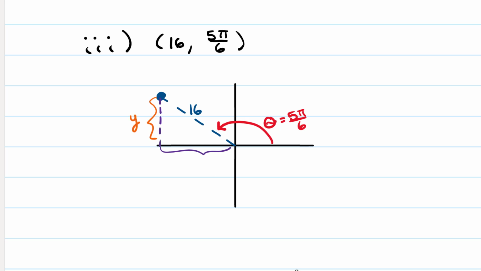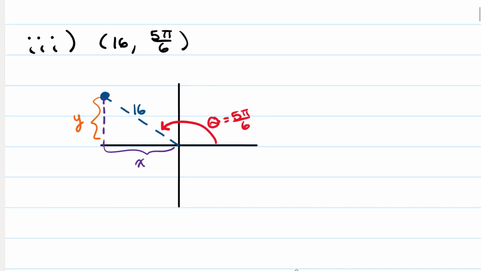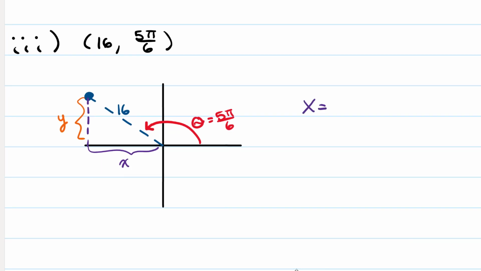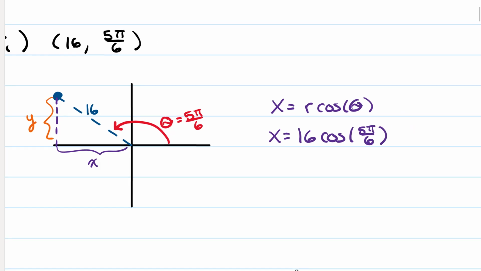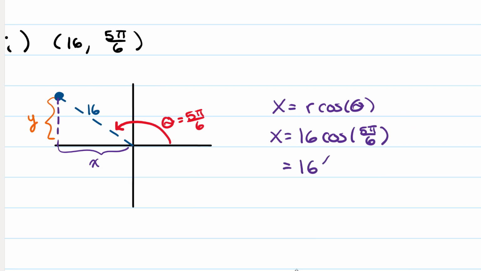This is my y and this is my x, because in order to find rectangular coordinates I need it in x and y. So just remember, all this is a triangle. To find the x coordinate of a triangle, it's r cosine theta. So this is going to be 16 cosine 5 pi over 6, which is 16 times negative radical 3 over 2. So it's negative 8 radical 3.